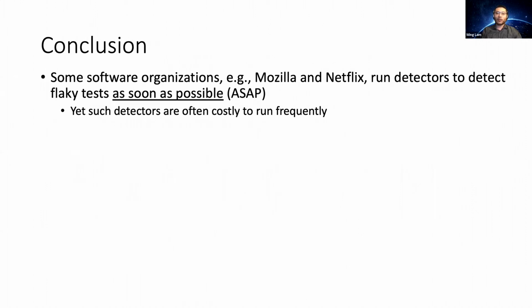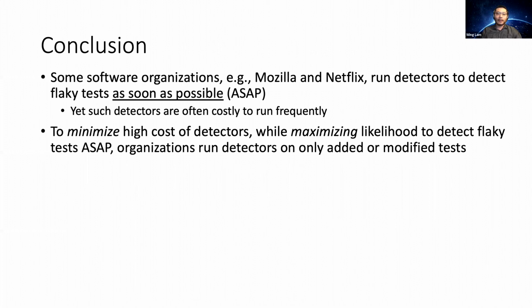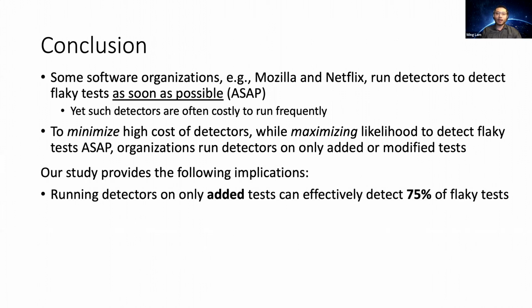So overall, we see that some software organizations, such as Mozilla and Netflix, are already running detectors to detect flaky tests as soon as possible. Yet these detectors are still very costly to be run very frequently. In order to minimize the high cost of detectors while maximizing the likelihood to detect flaky tests as soon as possible, organizations are already running detectors on only newly added or directly modified tests. Our study provides the following implications to help.